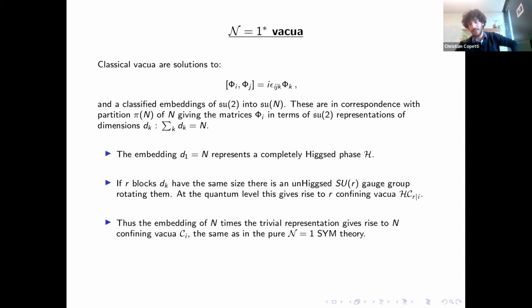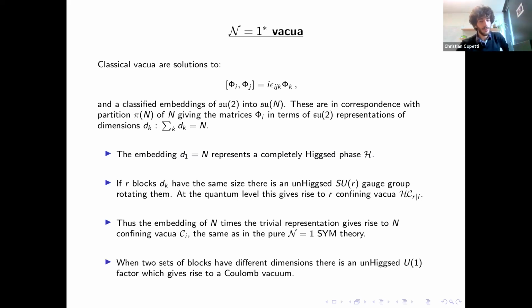But then there are these intermediate cases. When you have sets of blocks with different dimensions, you also have unbroken and unHiggsed U(1)s, and then you have Coulomb vacua. Maybe since I have a bit of time, we will comment on the implication of duality symmetry on the Coulomb vacua. You can also say something similar, but these are not gapped vacua. Okay.